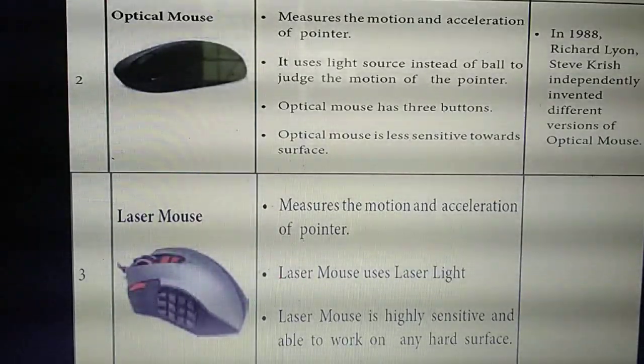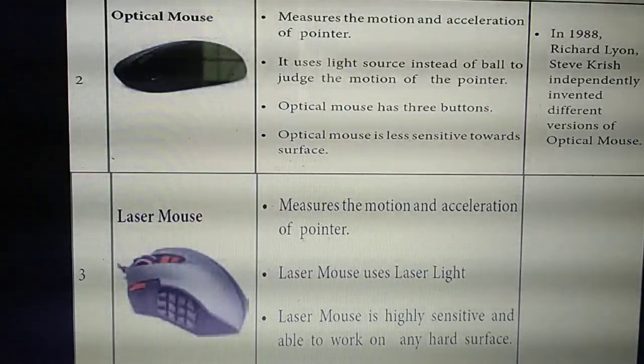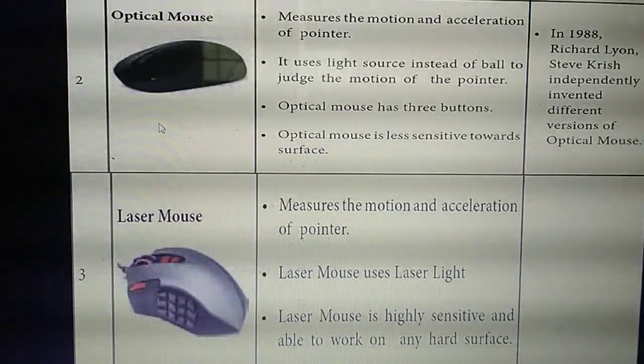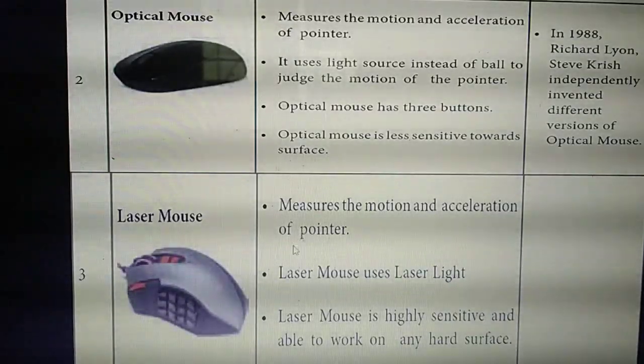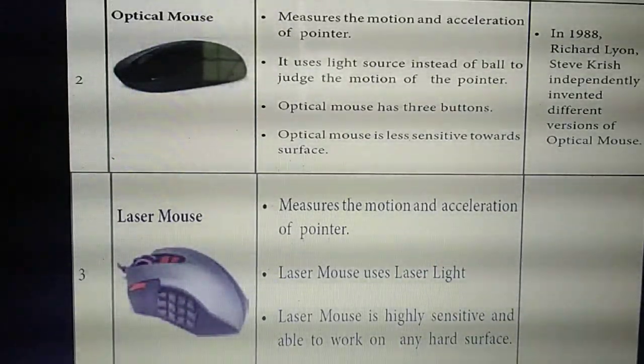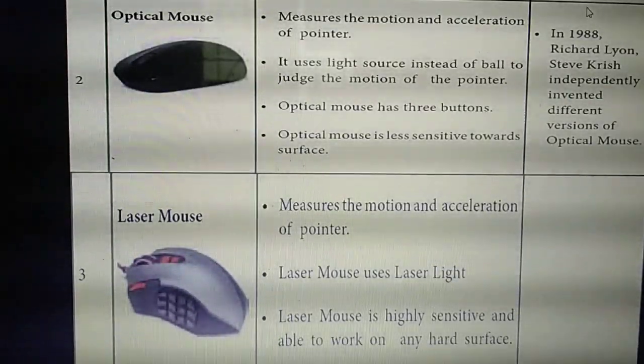Fifth question, okay? So differentiate optical and laser mouse. No need to draw this diagram, okay? Diagram no need. Only these points enough. 3 points, okay? So first column, put differentiate like this tabular column. First column you write optical mouse, second column you write laser mouse.